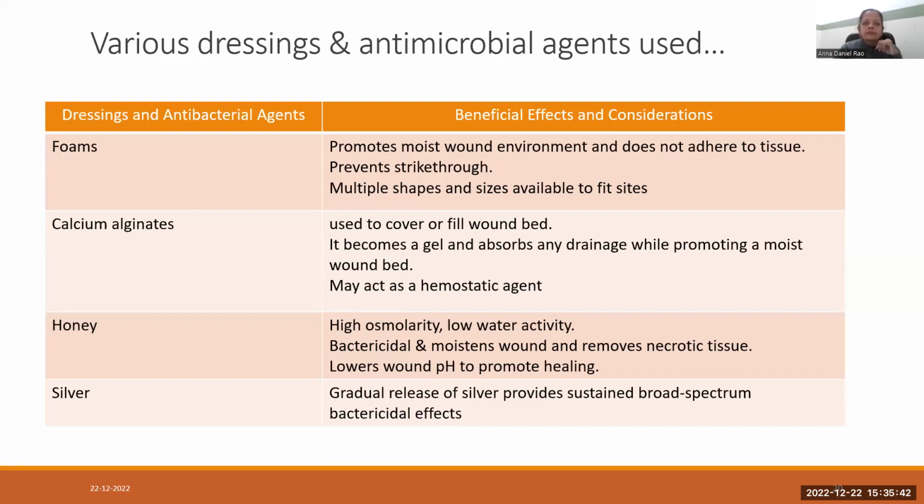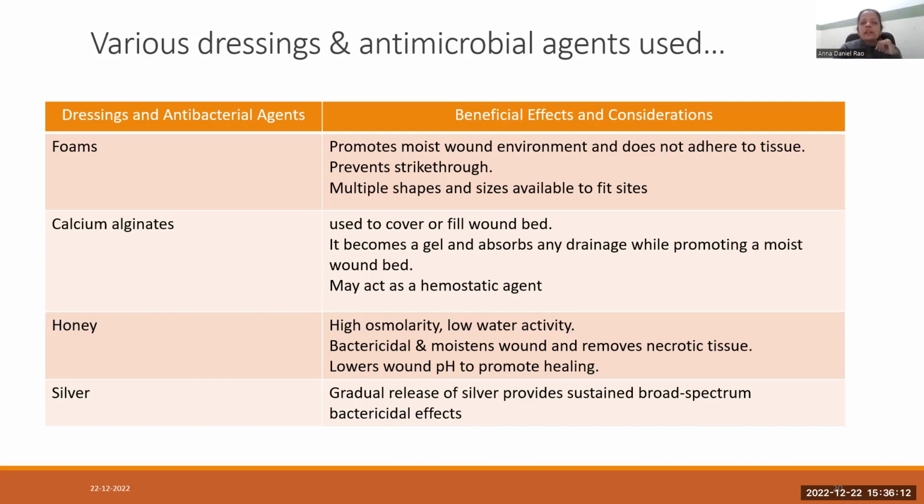Okay. Then calcium alginates, they are used to cover or fill the wound. Okay, that also is good absorbent. Okay, so that can be used. Honey is also very good. Bactericidal effect is there. Okay, and it also improves the pH, right? It will lower the pH. So in that way, it will help in healing of the tissues.